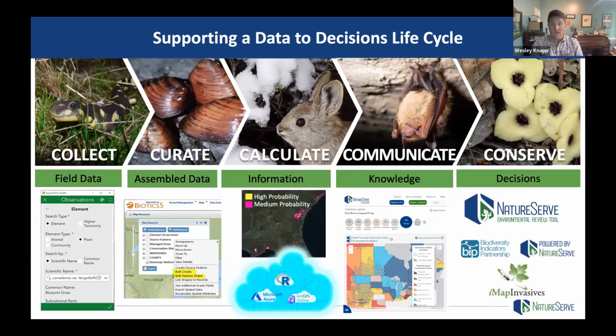And now I'm in a different role. I get to help calculate those global conservation status assessments and help disseminate that knowledge on tools like NatureServe Explorer and NatureServe Explorer Pro, which will be coming out soon. And then we can make high quality conservation-based decisions based on that data.